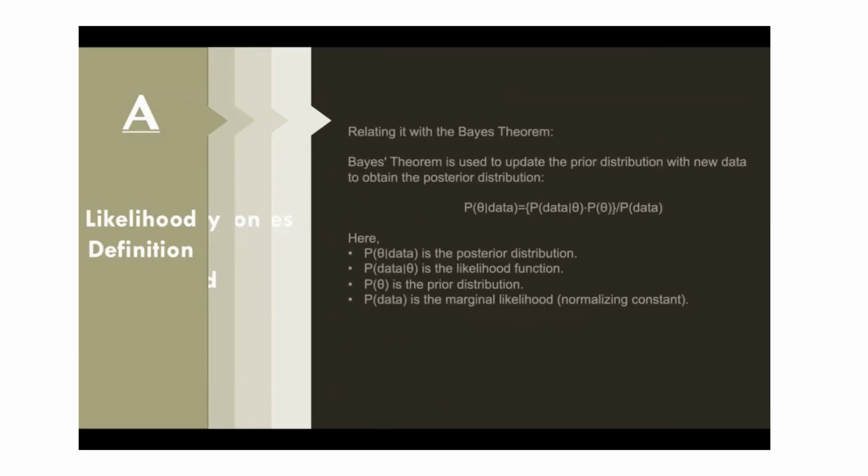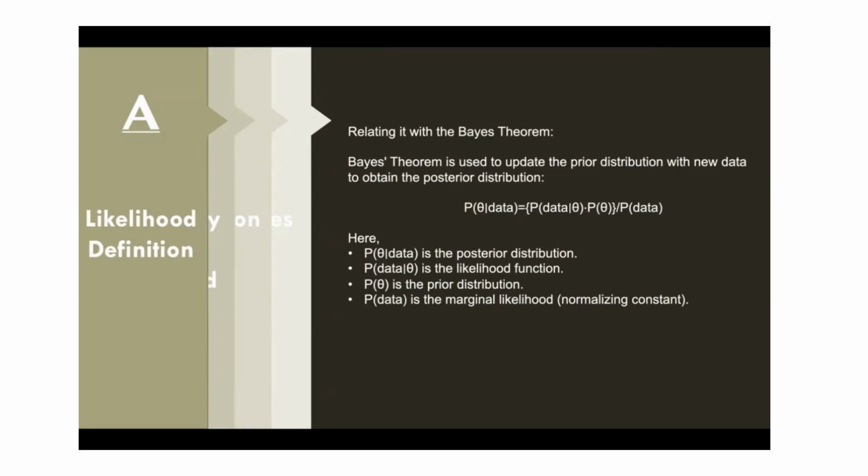Now, keeping Bayes theorem into account. When Bayes theorem was introduced, it updates the prior distribution with new data to obtain the posterior distribution. This particular equation will help you understand what I'm actually saying. The posterior distribution is directly proportional to the combination of prior and likelihood function.